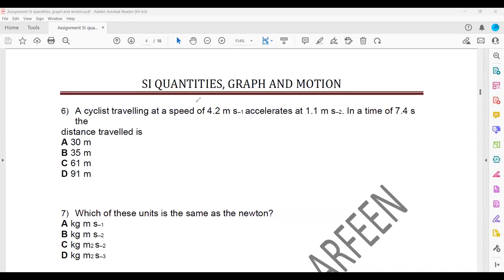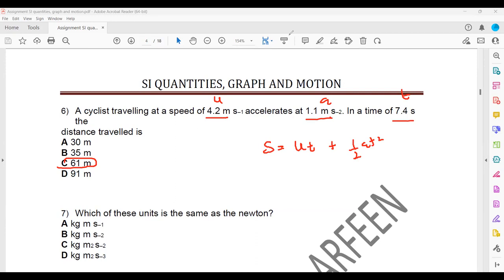So question 6, a cyclist is traveling. This I discussed with you. We have the initial velocity, we have acceleration, we have time. So we can use this equation: s = ut + ½at². So you will use this equation and determine the displacement of the object, how much displacement is covered by this object, by just substituting the values. So it will give us the final answer, which is 61 meters.